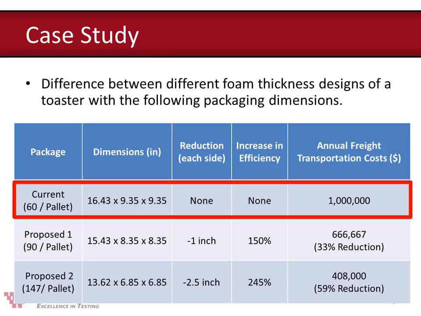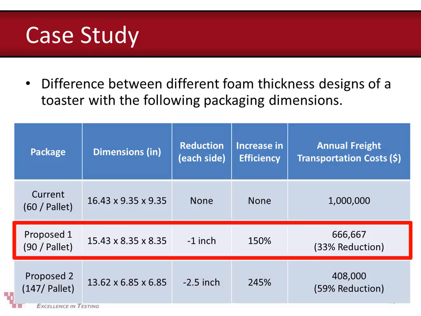So there's theoretically no reduction in size, which means that we're not reducing the package, and there's no increase in efficiency. And just for ease of calculation, we're going to assume that we ship around $1 million worth of annual freight based on this design. So the proposed design, which is the next design down, we actually could fit 90 per pallet.